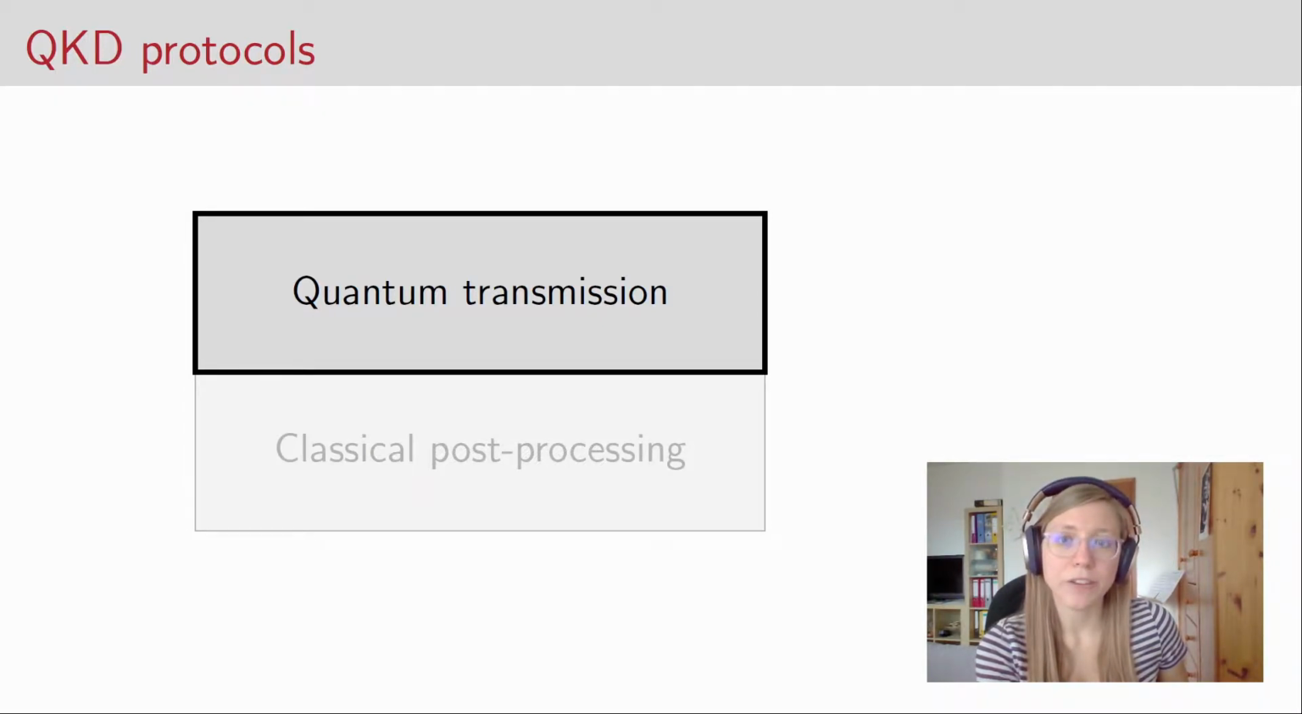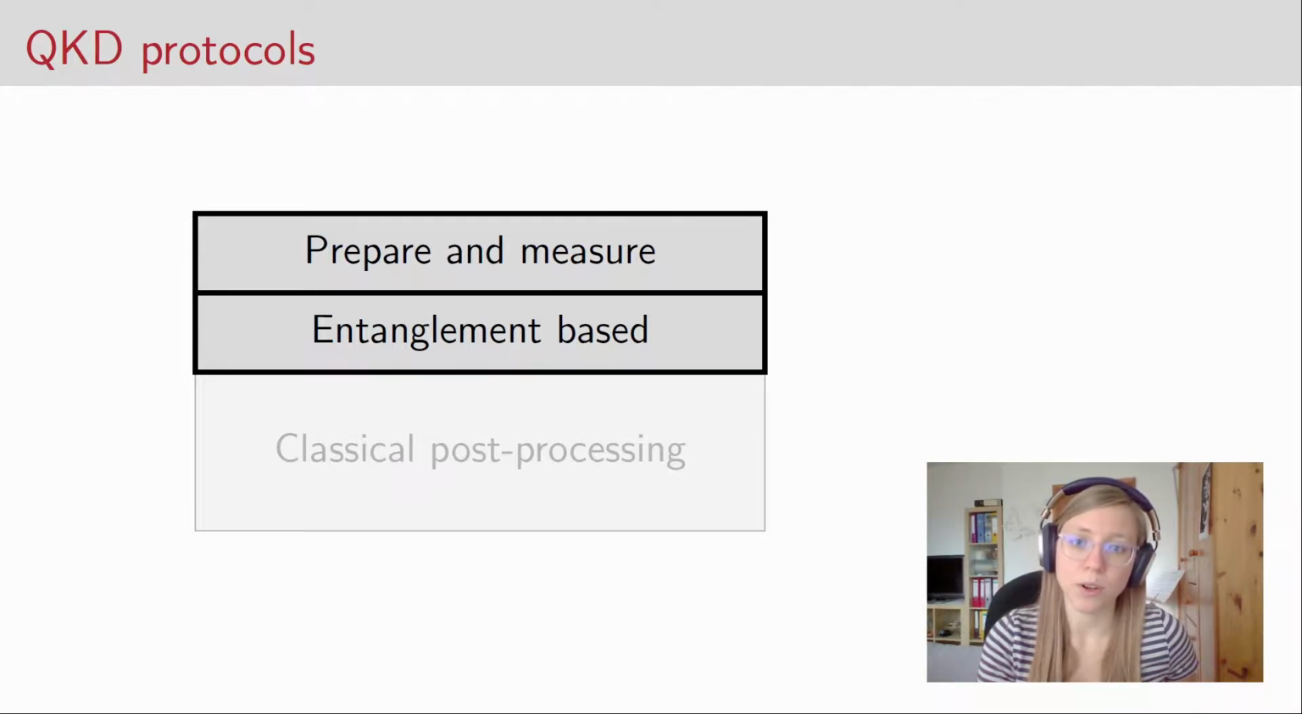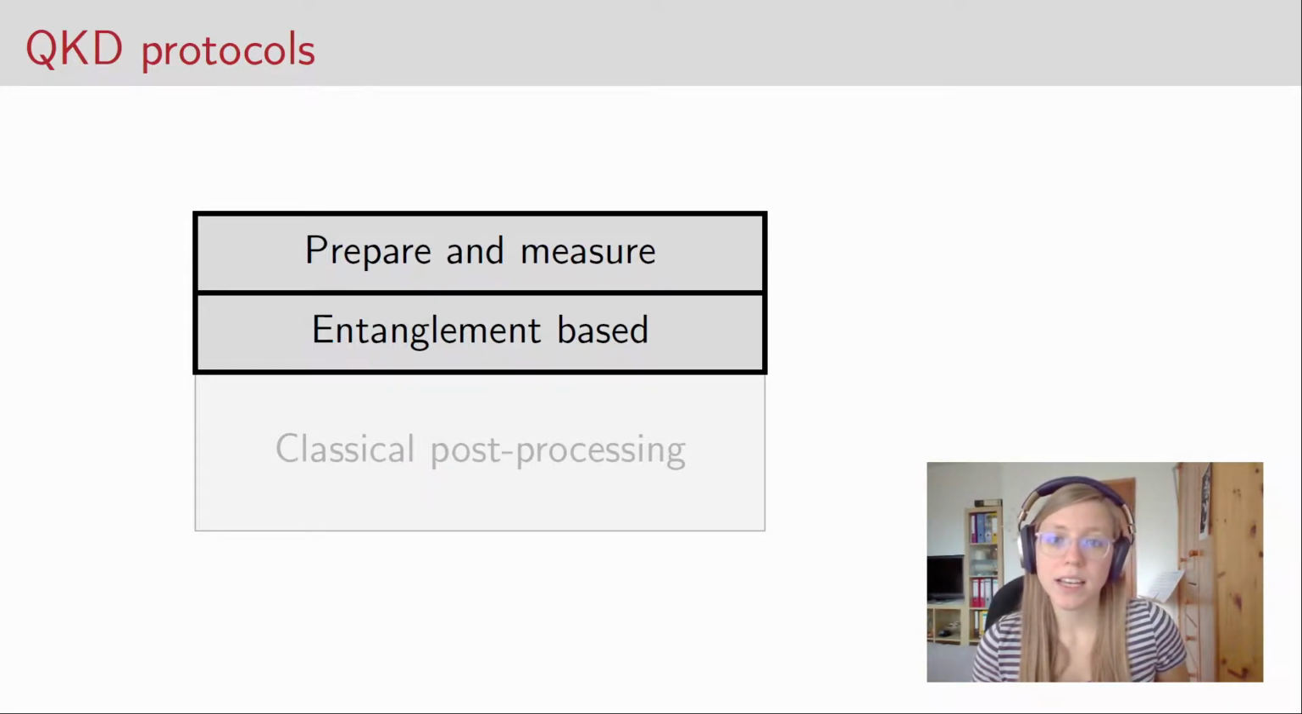In this phase, we can further divide it. So there are two possibilities. We can either talk about protocols where quantum states are prepared, sent, and measured, which are called prepare and measure schemes. But there's also a second class of protocols, which is called entanglement-based schemes. In these protocols, Alice doesn't prepare a state and sends it to Bob, but rather Alice and Bob hold entangled pairs of qubits. It doesn't matter how they got these pairs.